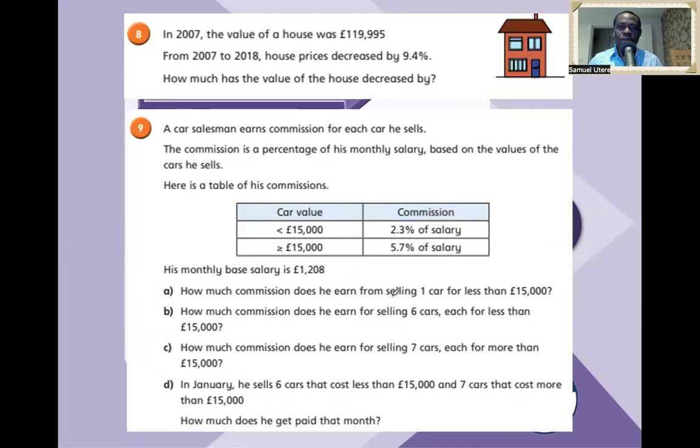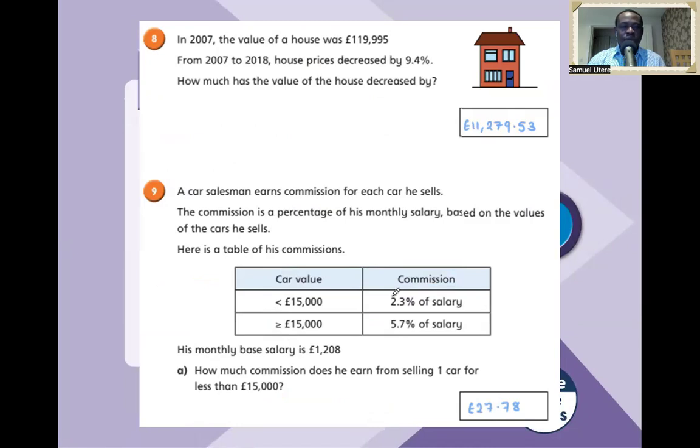Okay. Assuming you've paused the video and you've answered questions 8 and 9, here are the answers. So in 2007, the value of a house was £119,995. From 2007 to 2018, house prices decreased by 9.4%. How much has the value of the house decreased by?